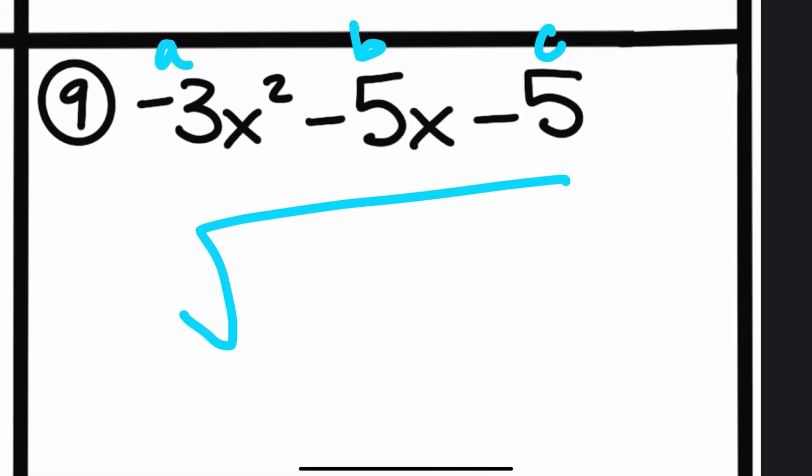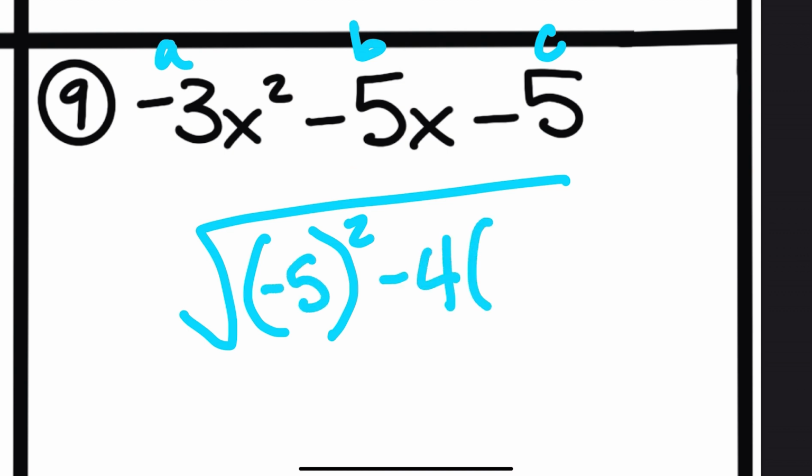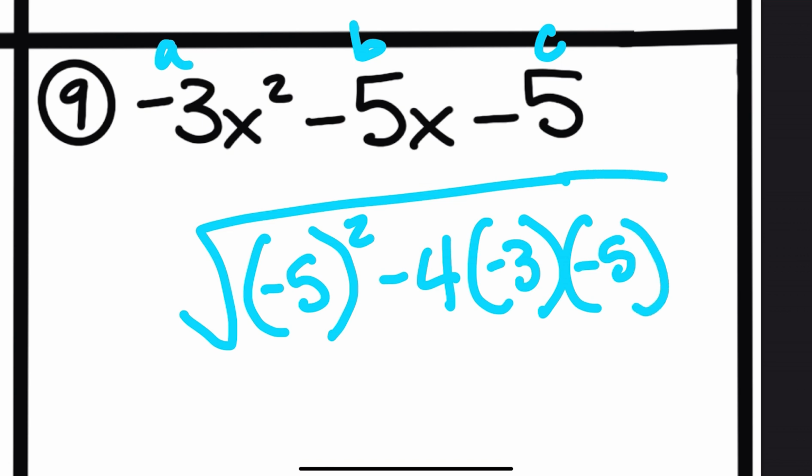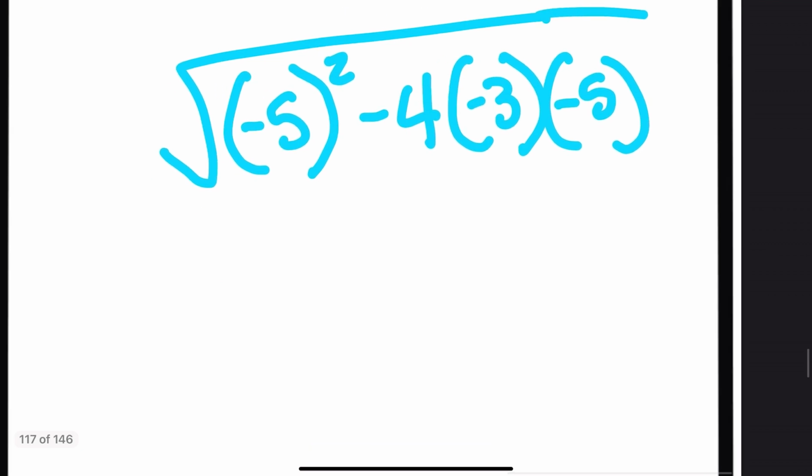I know that my formula is B squared. So my B in this problem is -5. I need a -4 because that always stays the same. I need my A, which is -3. And I need my C, which is -5. And all of that is under my square root. Nice. Okay, double checking, making sure. B squared, -4, A, and C. Cool, looks great. I'm going to start simplifying.